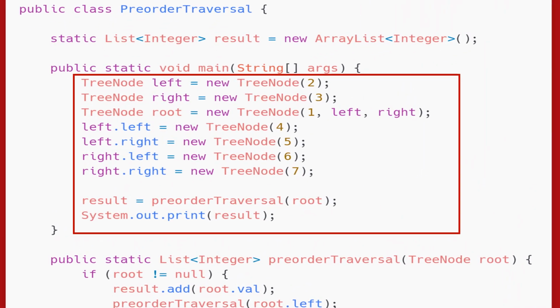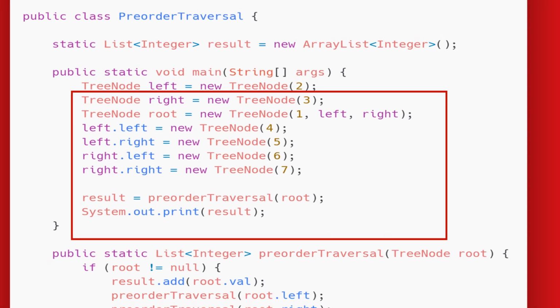Here we can see that we have used the constructors for the tree node class to create the tree with root as 1, its left and right as 2 and 3, while the left and right for node 2 are 4 and 5 and left and right for node 3 are 6 and 7. After creating the tree, we pass its root to Preorder Traversal method to calculate the result. Once we have the result, we print it.